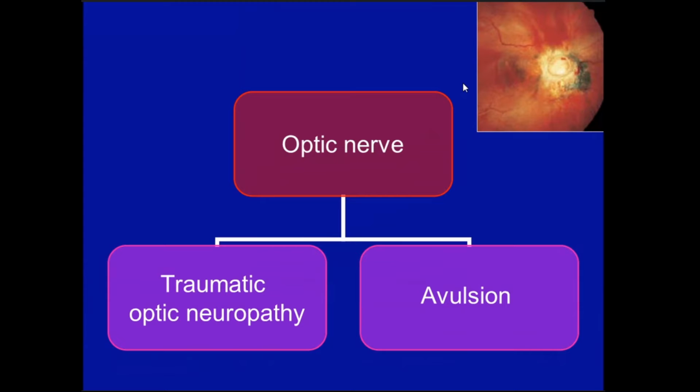Optic nerve. When we examine the fundus of the eye, we can see the disc of the optic nerve, and we can see traumatic optic neuropathy like edema of the optic nerve, hemorrhages, and in very severe traumas, we can see avulsion of the optic nerve.